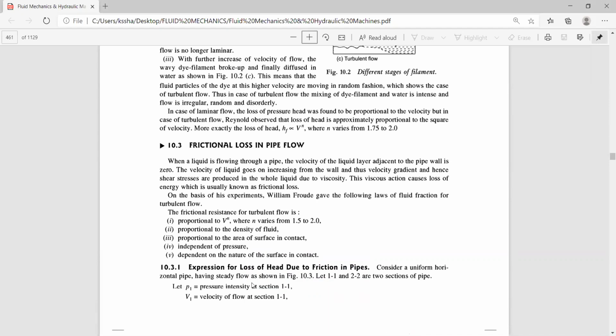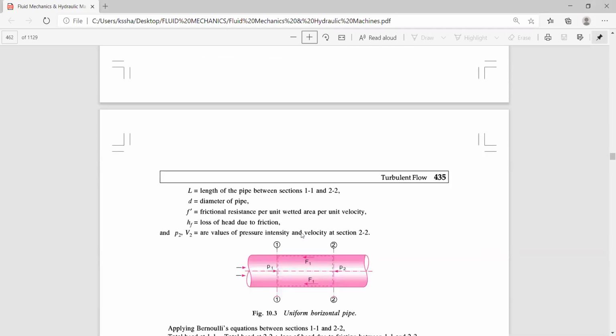Consider a uniform horizontal pipe having steady flow as shown in the figure. Let 1-1 and 2-2 be the two sections of the pipe. P1 is the pressure intensity of section 1-1. V1 is the velocity of flow at section 1-1. Next, L is the length of pipe between section 1-1 and 2-2. And D is the diameter of pipe.